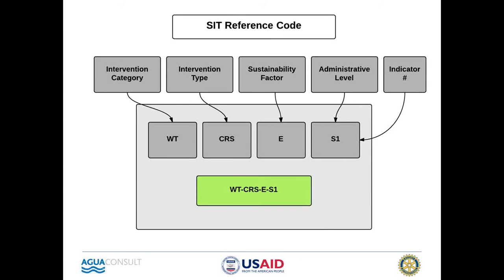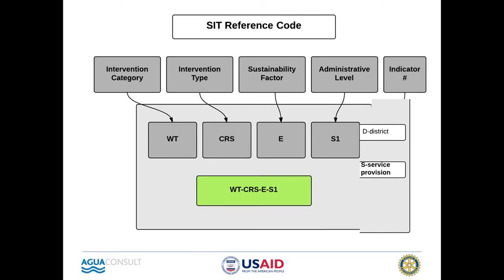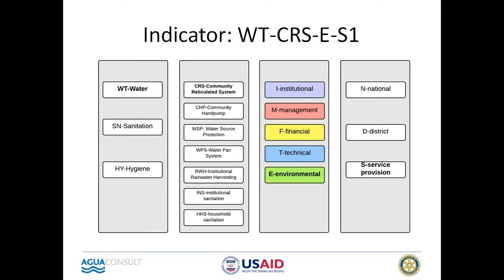So here we see the overall, the fifth component is the indicator number. We see it is shown here. And so if we take the example in the green box that we see, the WTCRS ES1, what that's standing for is water intervention, community reticulated system. It's the environment factor, and it's the first indicator at the service provision level, or at the service level.